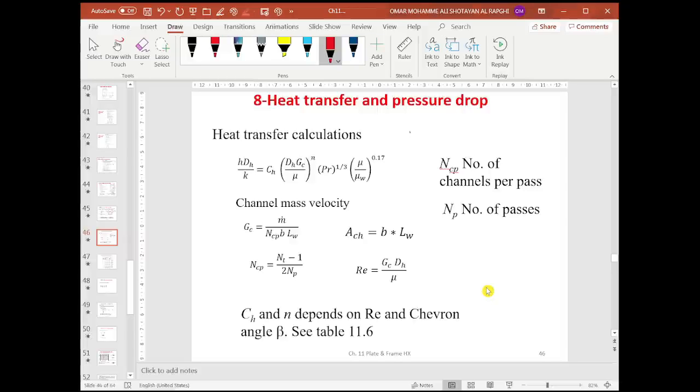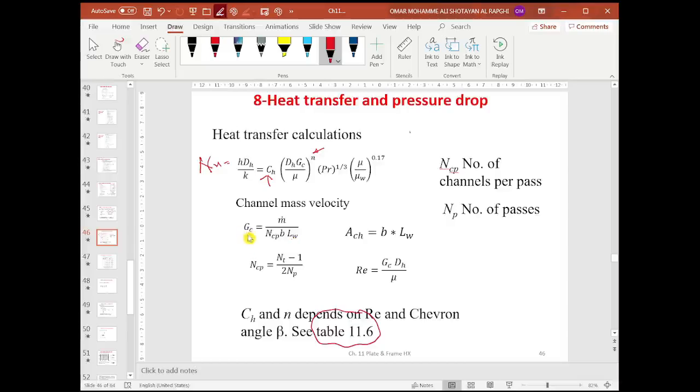In order to calculate the heat transfer, we are going to use the same relations that are in our textbook, which say that the Nusselt number equals some constant CH multiplied by Reynolds number to the power n, multiplied by the Prandtl number to the power 1/3, in addition to the viscosity correction factor. The values of CH and n, as we're going to see in table 11.6, depend on the chevron angle beta in addition to the Reynolds number.